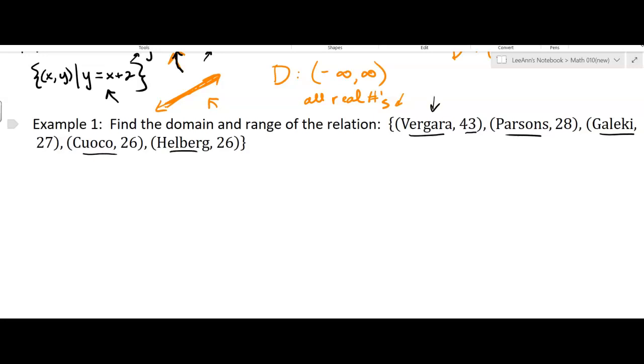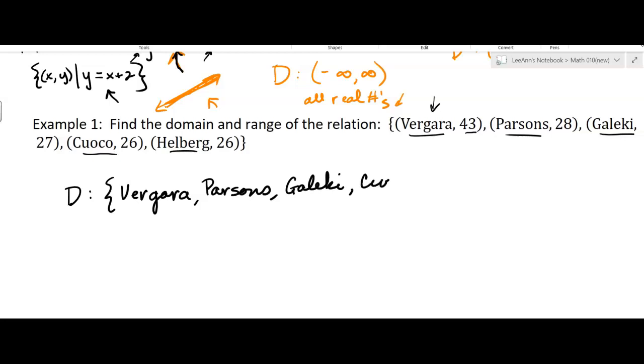So we just have to find the domain. What's the domain? Well, it's all those names. It's Vergara, Parsons. Kind of a pain to write these out. That's why we like numbers. Galecki, Kuiko. I don't really know how to say these names. And Helper. That's the set. That's the domain. Those are the first components. See? Fun. This is, by the way, a finite set.